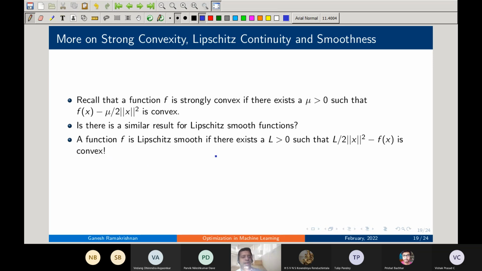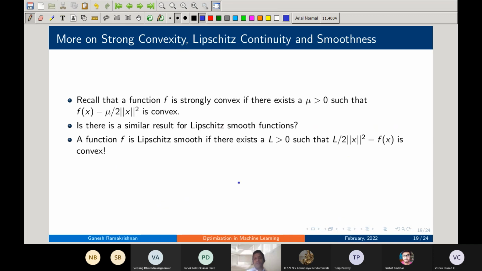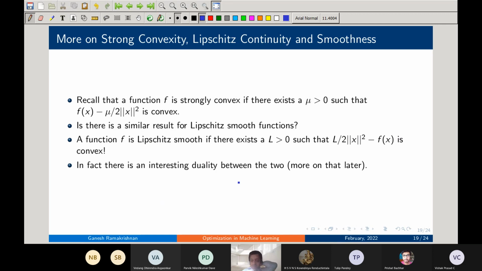Okay, so this is the idea. A function f is Lipschitz smooth if there exists a constant L such that L by 2 norm x square minus f(x) is convex. So this is different. It's not just adding; it's subtracting f(x) and adding to it L by 2 norm x square. And in fact, there is a duality between the two. We'll not get into the duality aspect now.